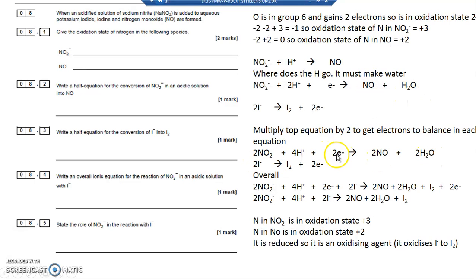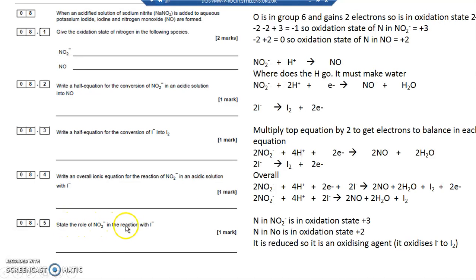Now I've got 2 electrons on the left hand side of this equation here, and I have 2 electrons on the right hand side already on this equation here. So when I add everything on the left, 2 NO2 minus, 4 H plus, 2 electrons plus 2 I minuses, and then everything on the right, 2 NO plus 2 H2Os plus I2 plus 2 e minuses. My electrons cancel out on each side. I have 2 NO2 minus, 4 H plus, 2 I minus going to 2 NO and 2 H2O plus I2.